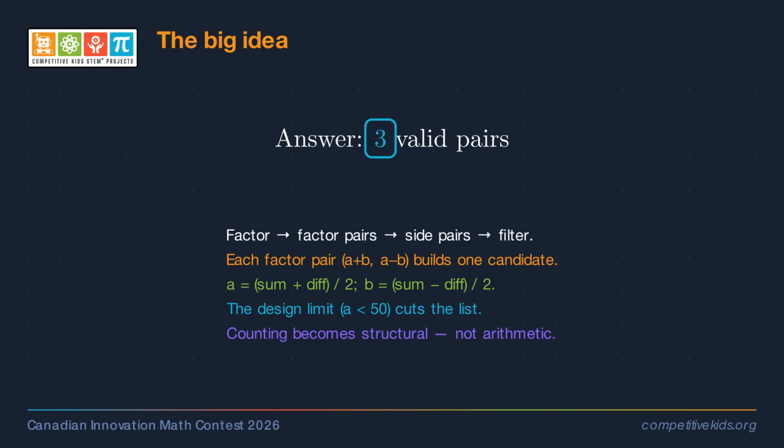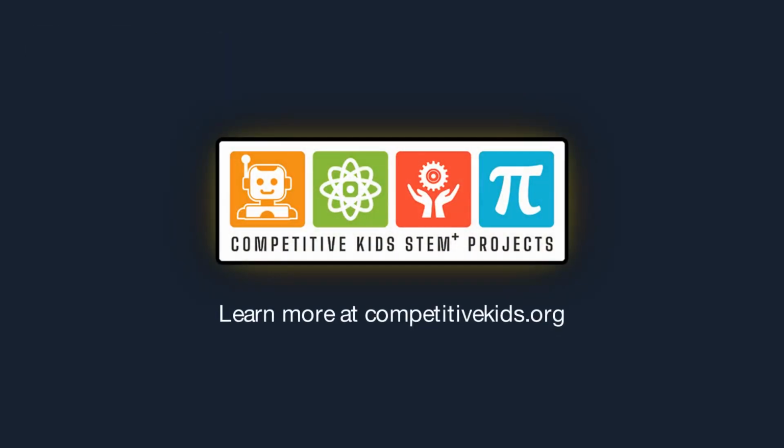The next level adds a second constraint. Same recipe, sharper filter.